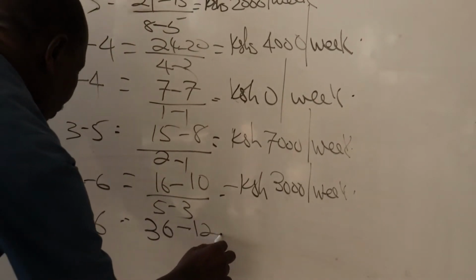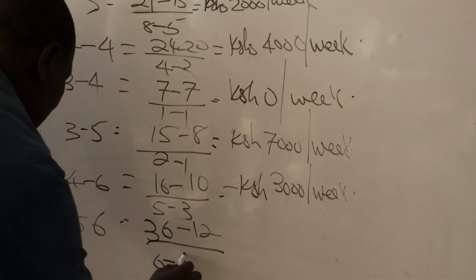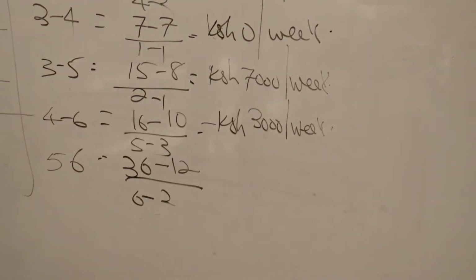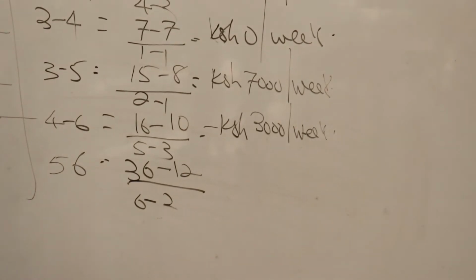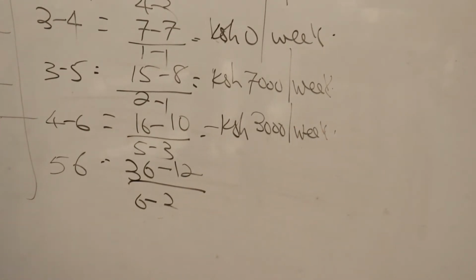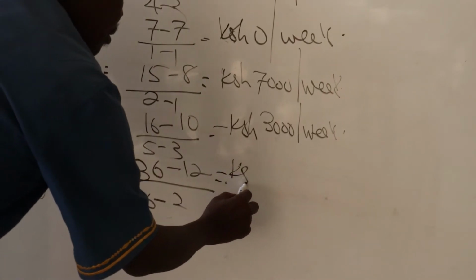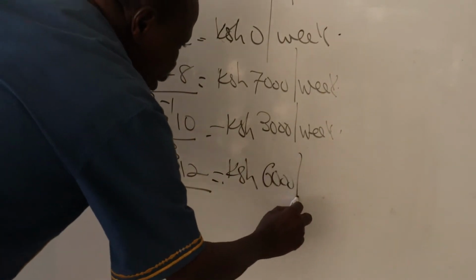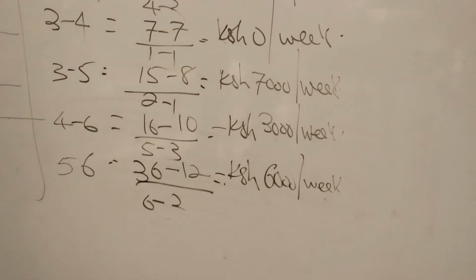36 minus 12 all over 6 minus 2. That is 24 divided by 4. That gives us Kenya shillings 6,000 per week.